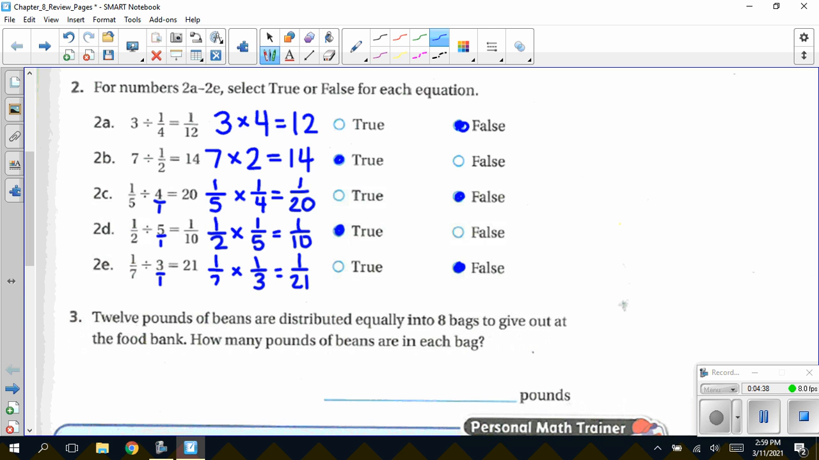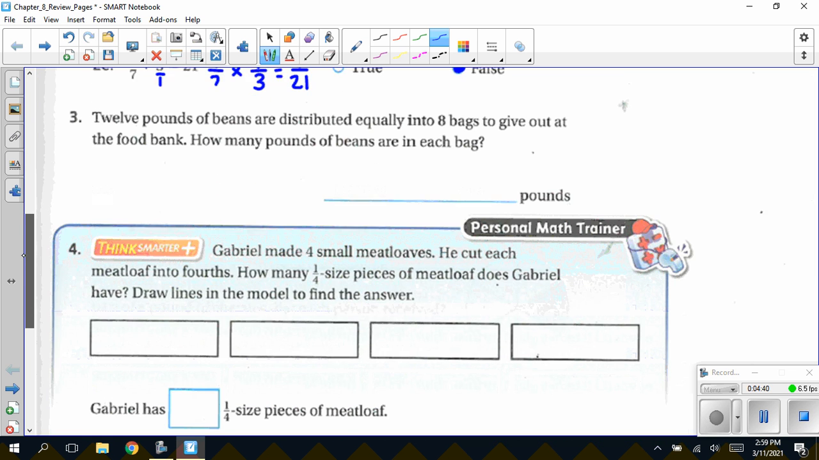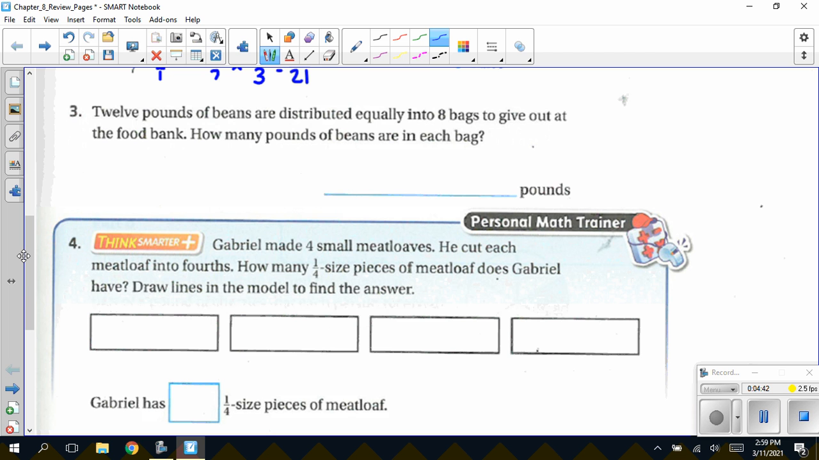Moving on to question number 3. 12 pounds of beans are distributed equally into 8 bags to give out at the food bank. How many pounds of beans are in each bag? So I need to make sure I'm understanding what is being divided. And I see that it is the 12 pounds of beans that are going to be needing to be divided. So I have 12 listed first, divided by, and then I need to divide it equally into 8 bags.